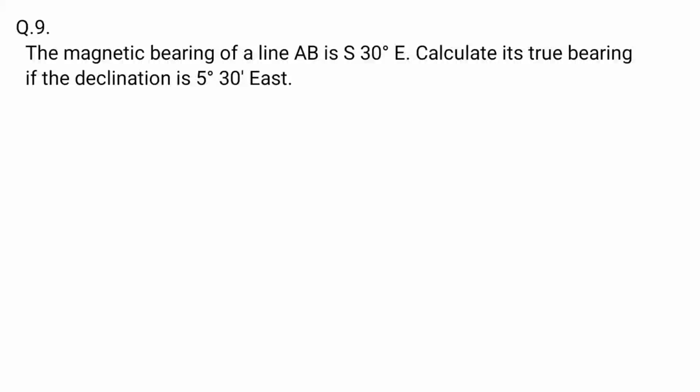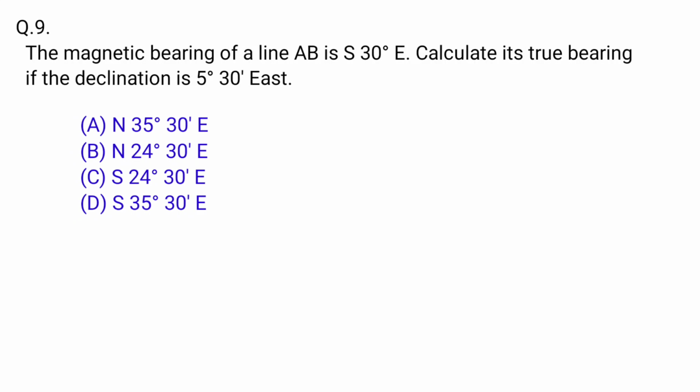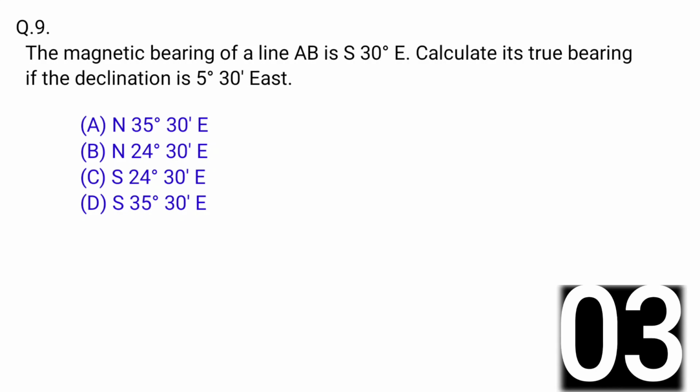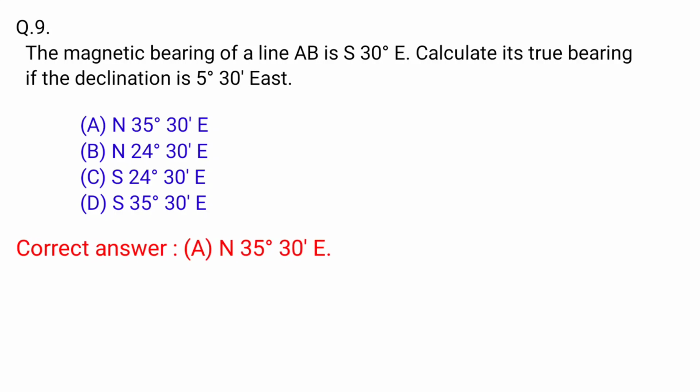Next. Question number 9. The magnetic bearing of a line AB is south 30 degrees east. Calculate its true bearing if the declination is 5 degrees 30 seconds east. Options: A. North 35 degrees 30 seconds east, B. North 24 degrees 30 seconds east, C. South 24 degrees 30 seconds east, D. South 35 degrees 30 seconds east. Correct answer is option A. North 35 degrees 30 seconds east.